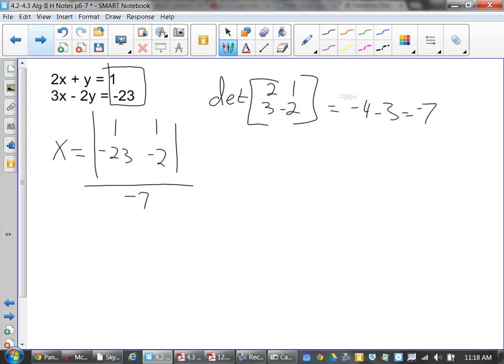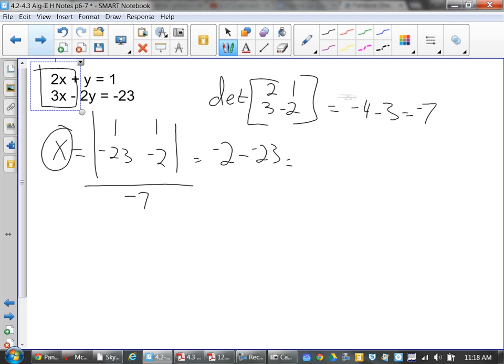Wait. Stop. Do what I just said. I took the column of the solutions. I'm solving for x. I take the solutions and I put them where the x column is. I replicate the y column that we had originally. I find that determinant: -2 minus -23. It's 21. I divide it by -7. X is -3.